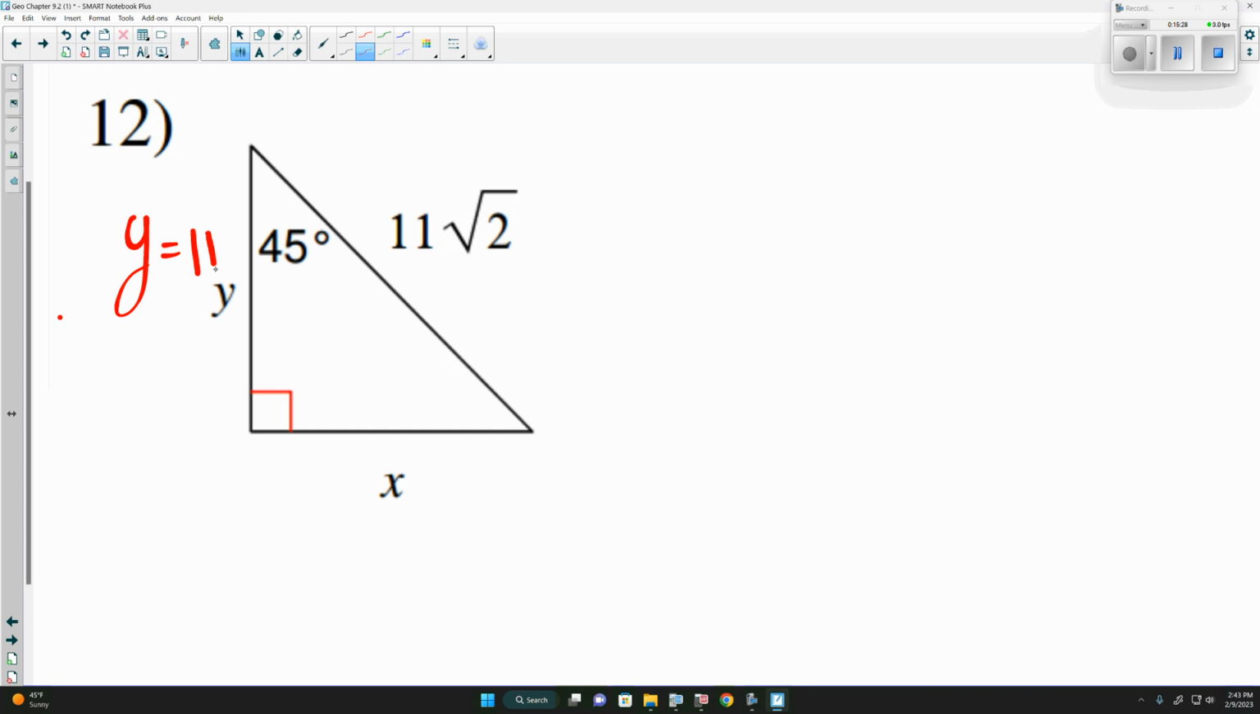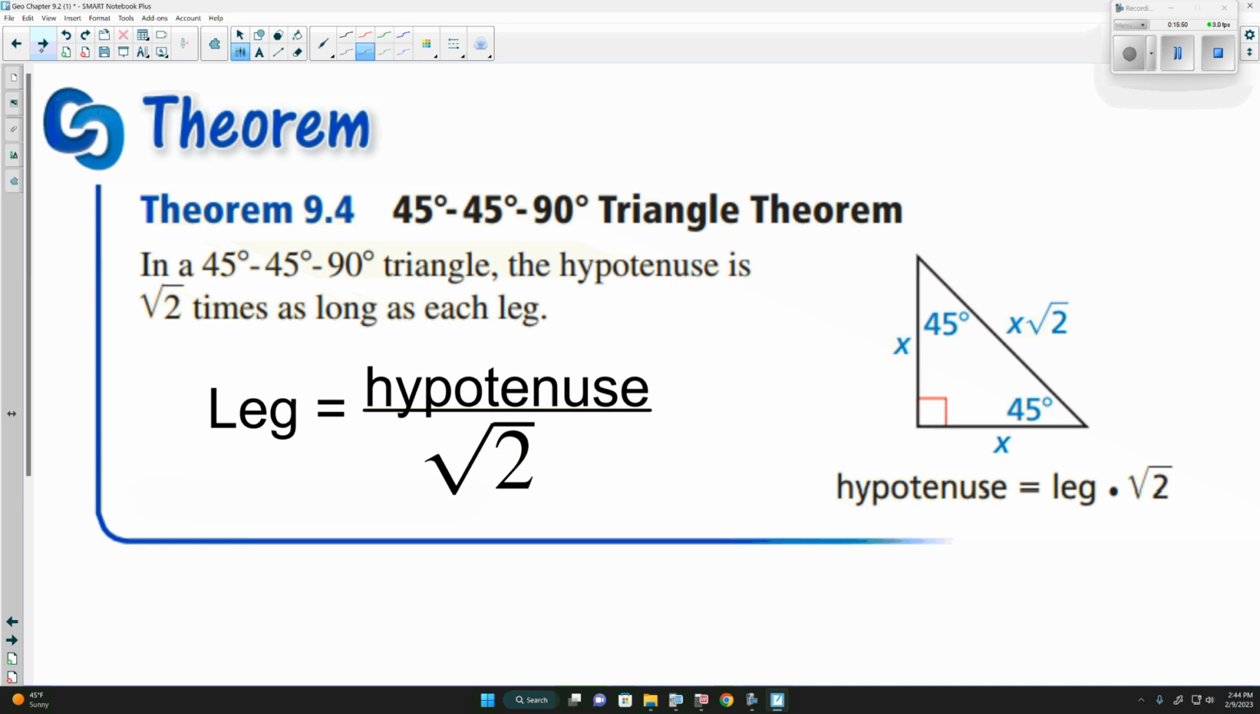So here y is 11 and x is 11, because we had the leg's length times the square root of 2. So if we want to see what the leg's length is, we're just dividing it by the square root of 2. Those two cancel, and it means the two sides are both 11. So if we want to find the leg, we're just taking the hypotenuse length and dividing it by the square root of 2.